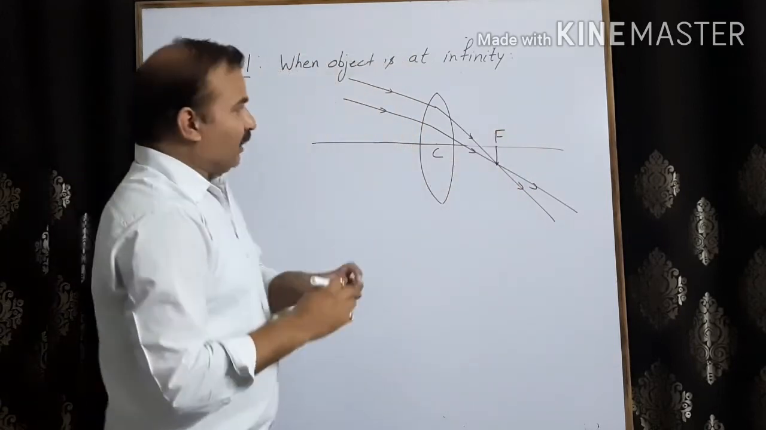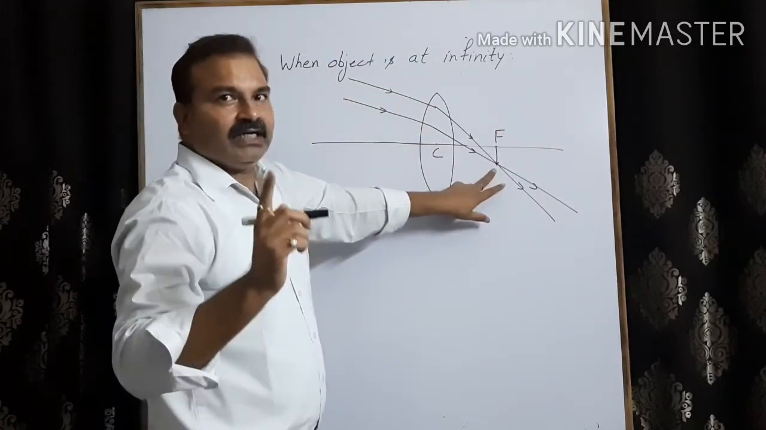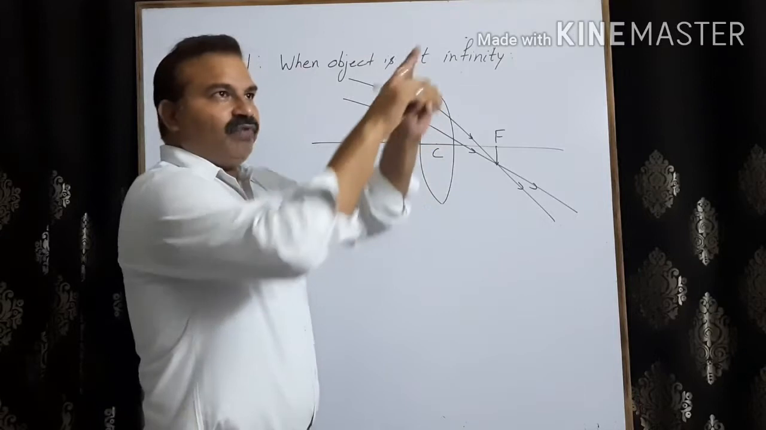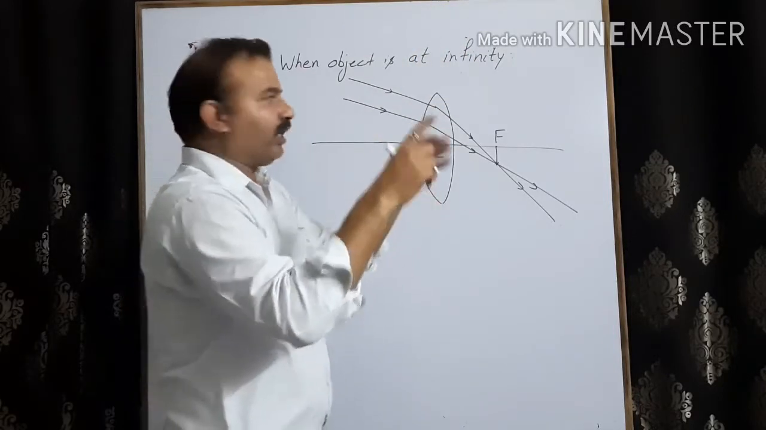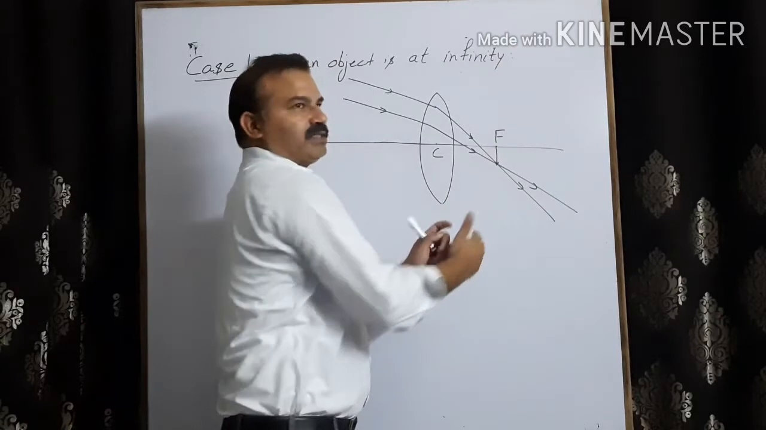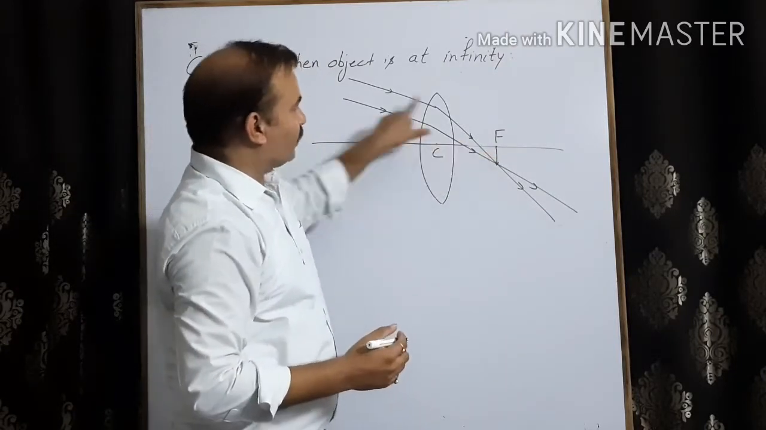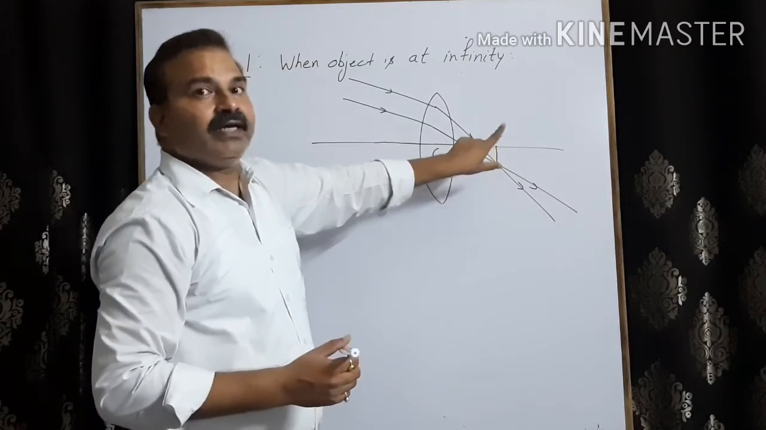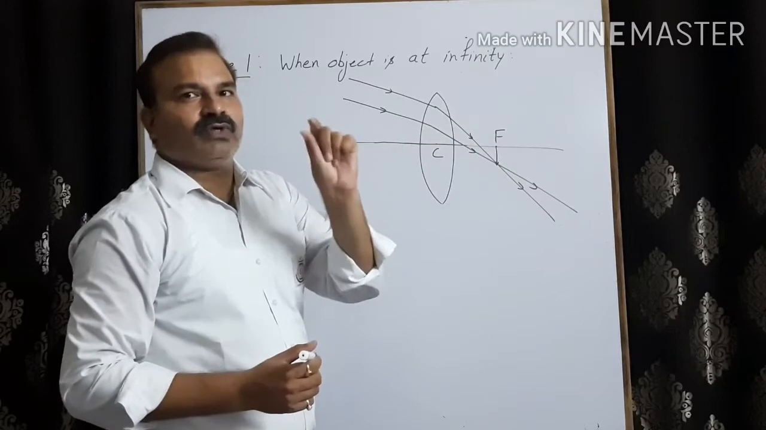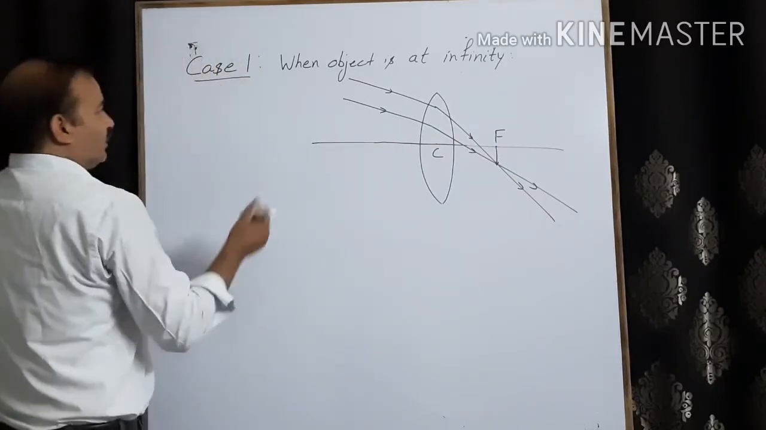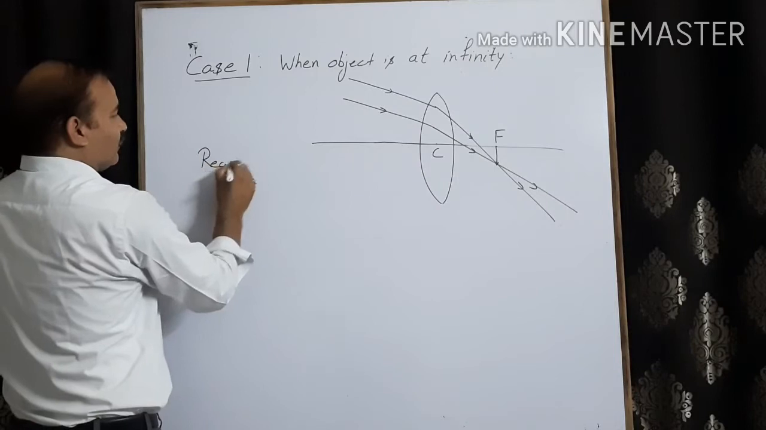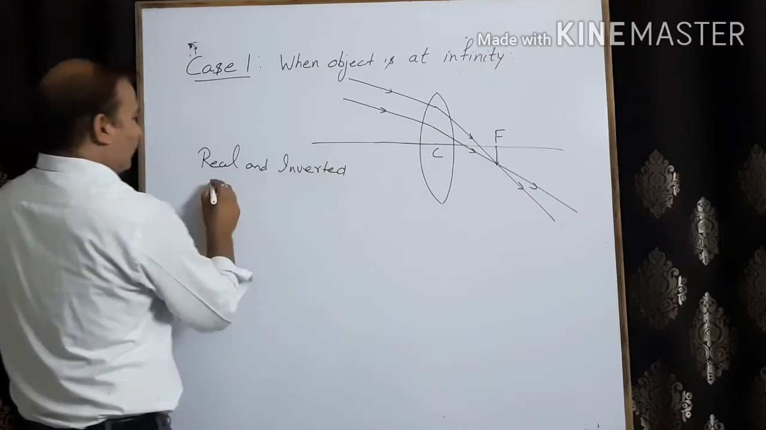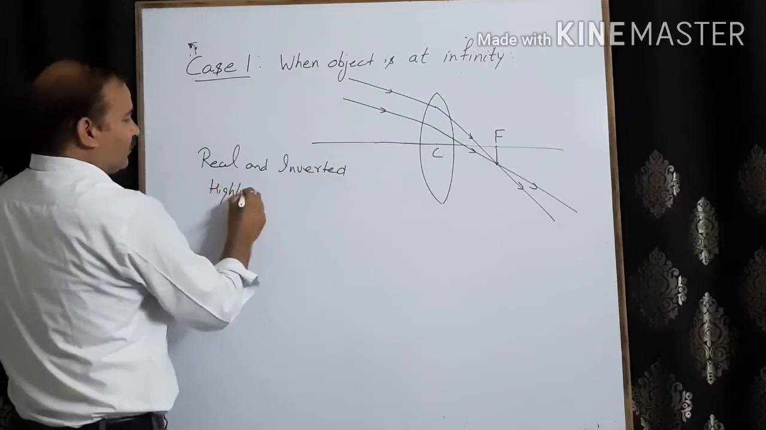Please remember, this image is formed at the focal plane. Focal plane means a square-shaped, two-dimensional screen kept at the focus. The object is at infinity, and the image will form at the focus, and the image will be of very small size, which we call diminished. The image is real and inverted, and it's highly diminished.